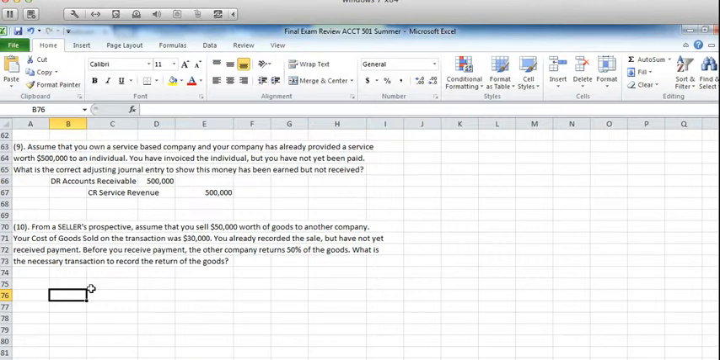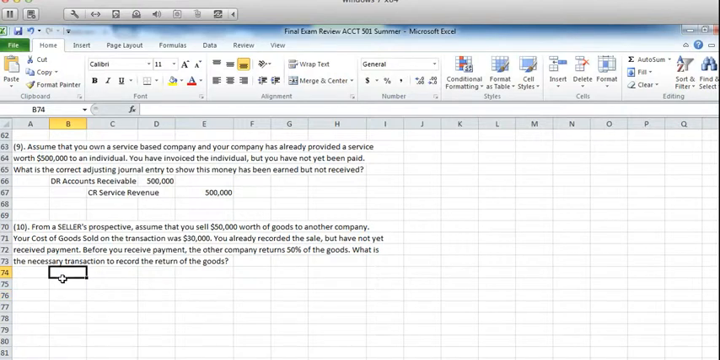Okay, question 10. From the seller's perspective, and again, since sellers is highlighted there in all caps, that's going to be important here. Assume that you sell $50,000 worth of goods to another company. Your cost of goods sold on the transaction was $30,000. You already recorded the sale, but have not yet received payment. So you recorded this as an account receivable. Before you receive payment, the other company returns 50% of the goods. What is the necessary journal entry to record the return of these goods?